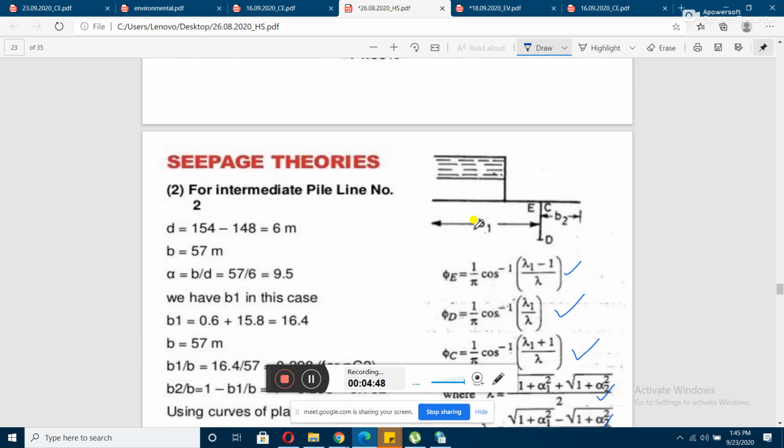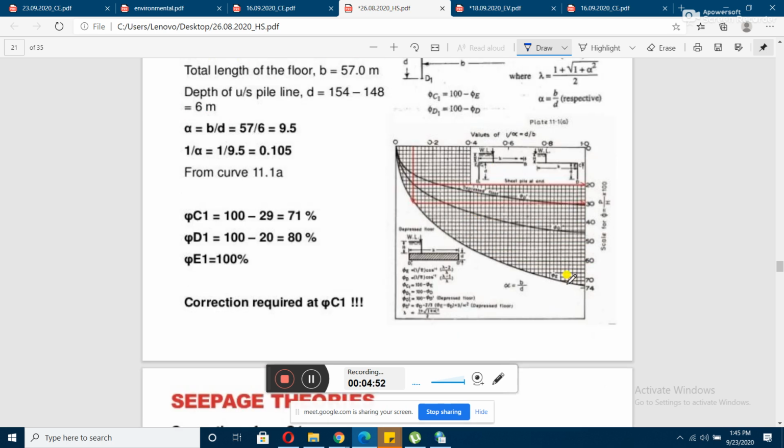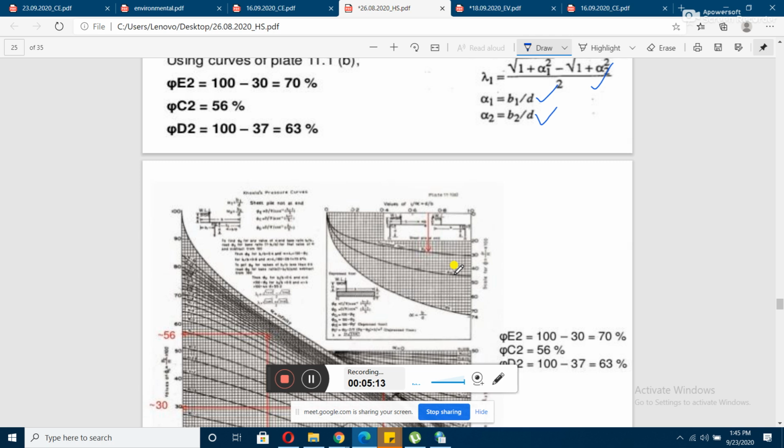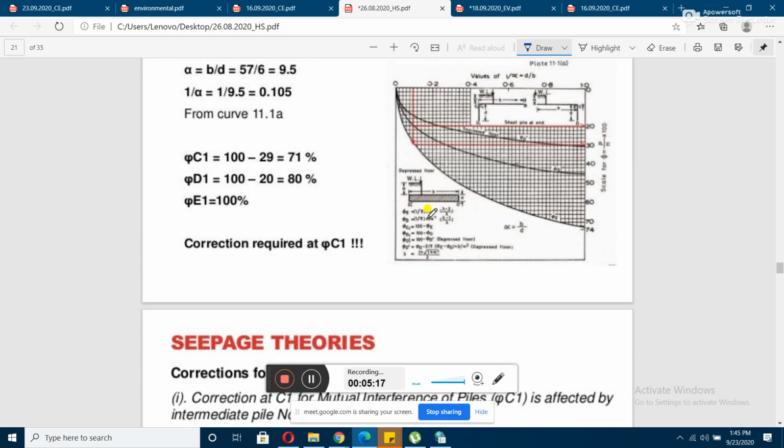Look here, in the previous part we have seen that this is the graph for a single pile, the cut-off piles. There is curve 11.1a. This will be provided at the time of your exam. These graphs will be provided, this graph and this graph, these are two different graphs. You can see this will be provided during the course of your exam.